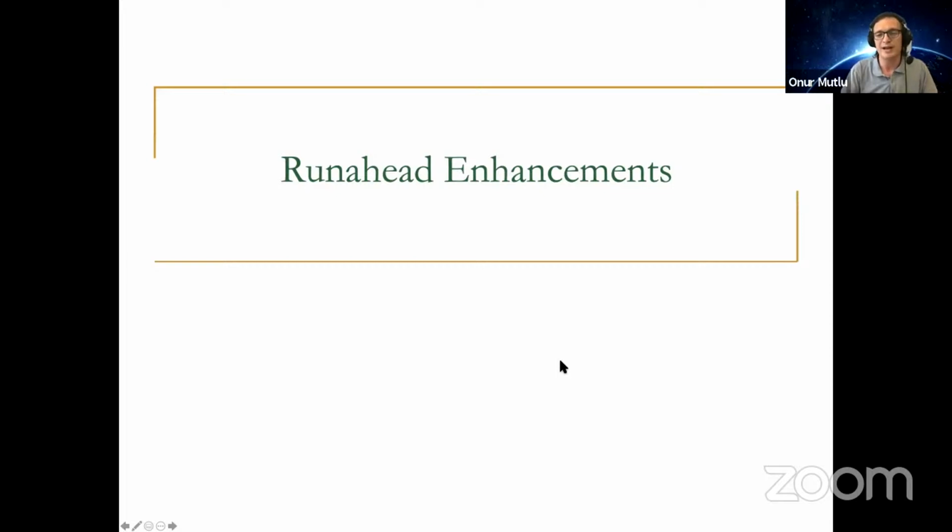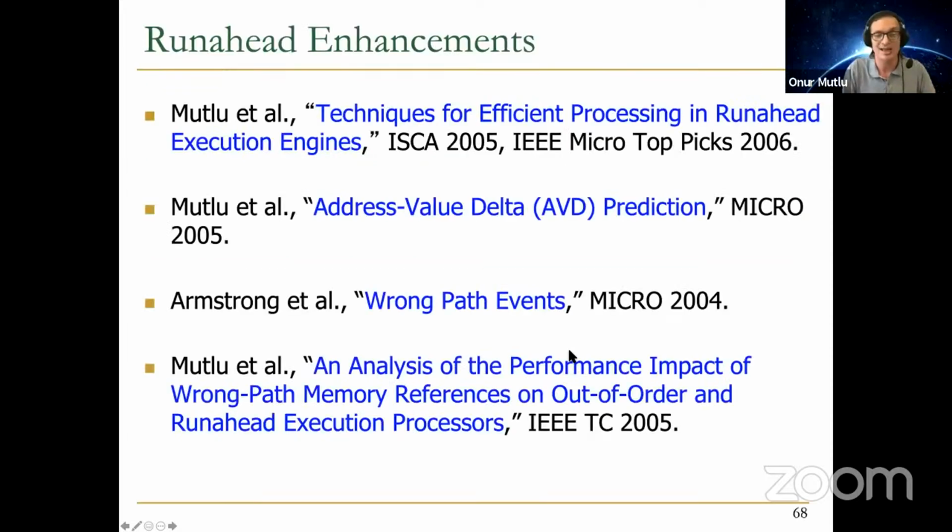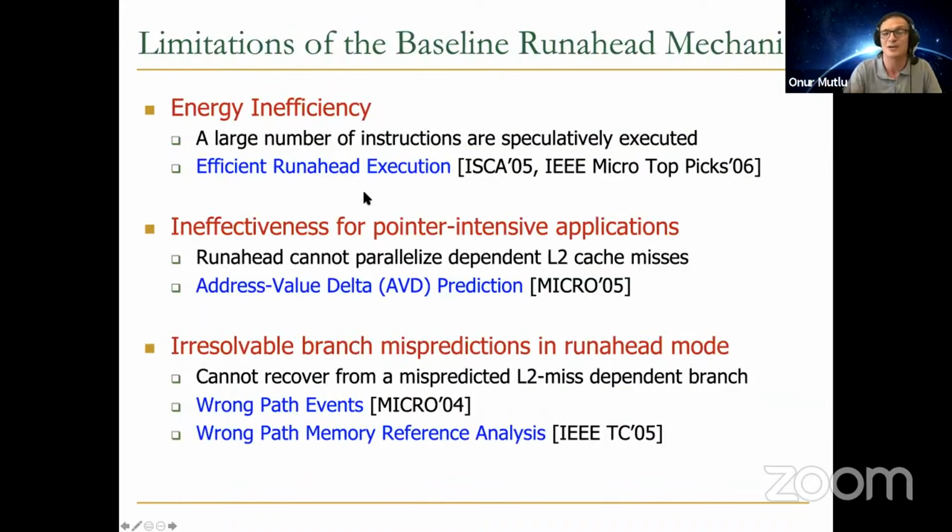So very quickly, not everything works exactly like what you want. And that's true for all ideas. So that's true for the idea that we have developed, run-ahead execution, also. As I said, there is an energy and efficiency problem if you're not careful because you're executing a large number of instructions speculatively. As one of you mentioned, you cannot parallelize dependent cache misses, so this is not effective for pointer-intensive applications. How do you make it work? So we tackled that issue also in my PhD thesis. And then there are also irresolvable branch mispredictions in run-ahead mode.